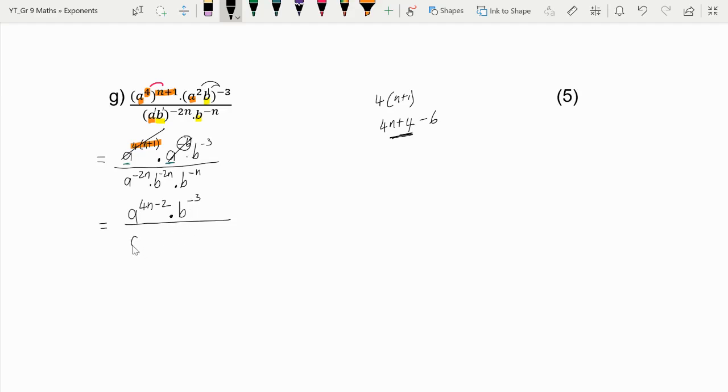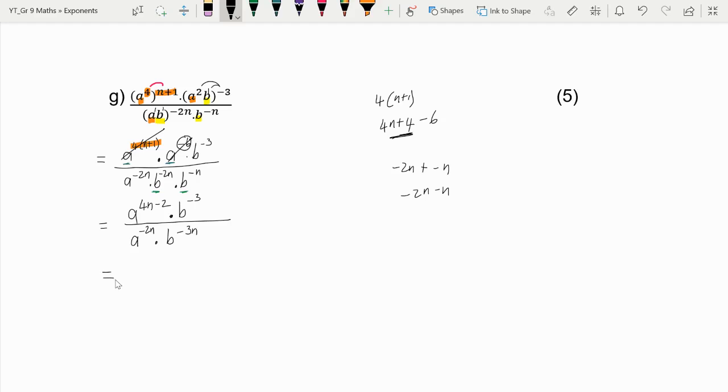For the denominator, we just leave that one like that for now. And there are our bases of B that are the same. So our base stays the same, and we will add those exponents. So it will be negative 2n plus negative n. So that will become negative 3n.